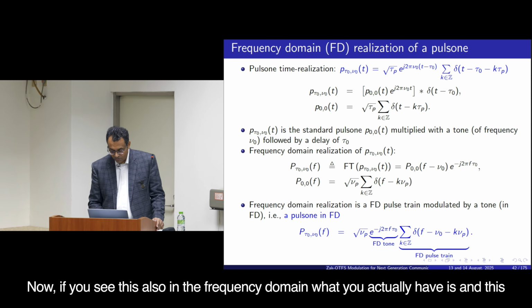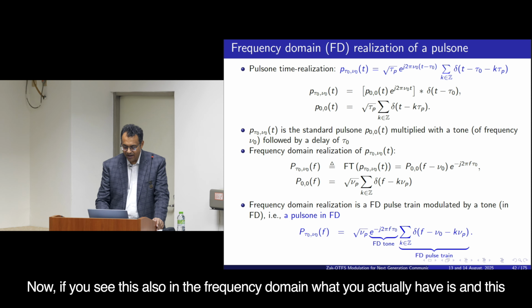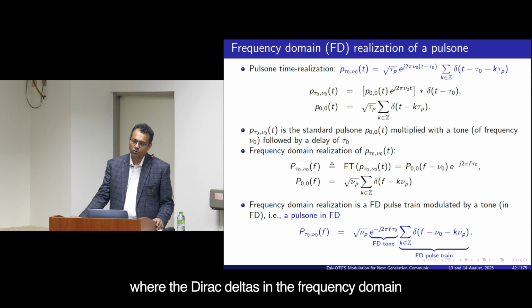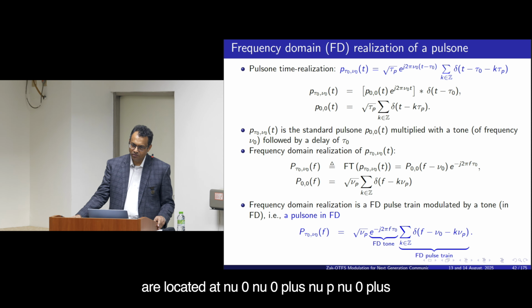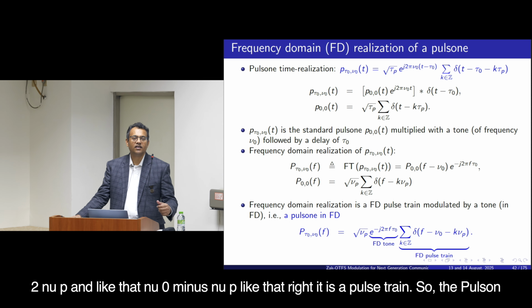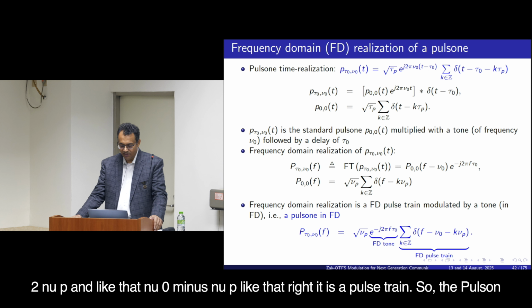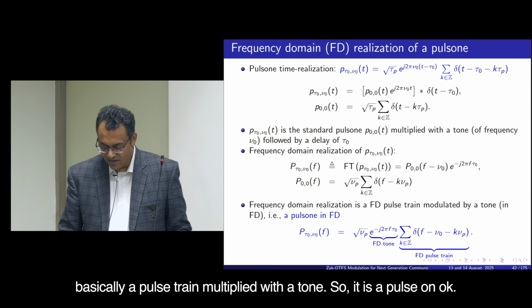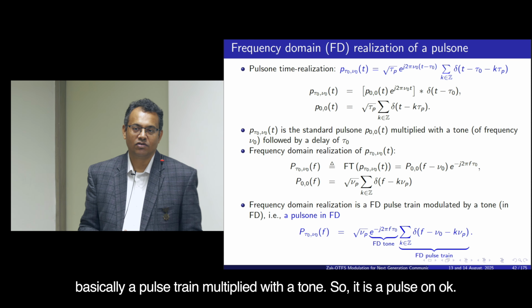Now, if you see this also in the frequency domain, what you actually have is a tone in the frequency domain, and this is a pulse train in the frequency domain, where the Dirac deltas are located at nu 0 plus nu p, nu 0 plus 2 nu p, and like that, nu 0 minus nu p, like that, right. It is a pulse train. So, the pulson is also a pulse train in the frequency domain, that is the key thing that I am saying. Basically, a pulse train multiplied with a tone. So, it is a pulson. Okay.